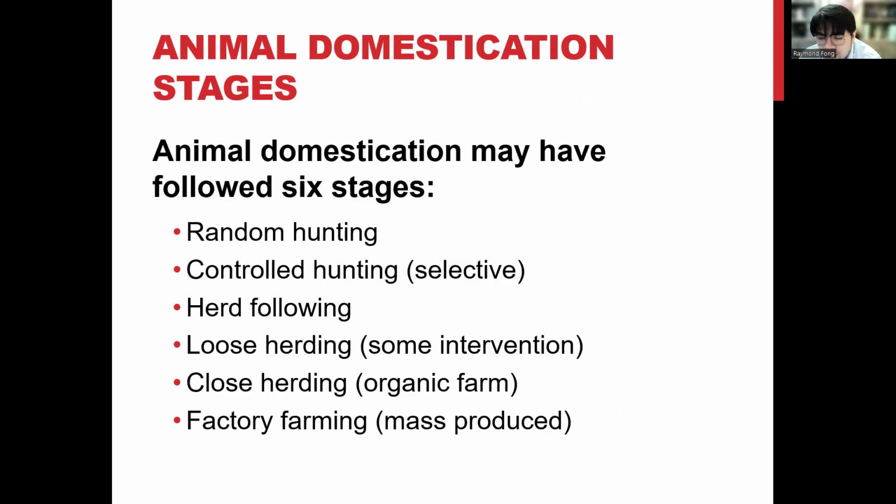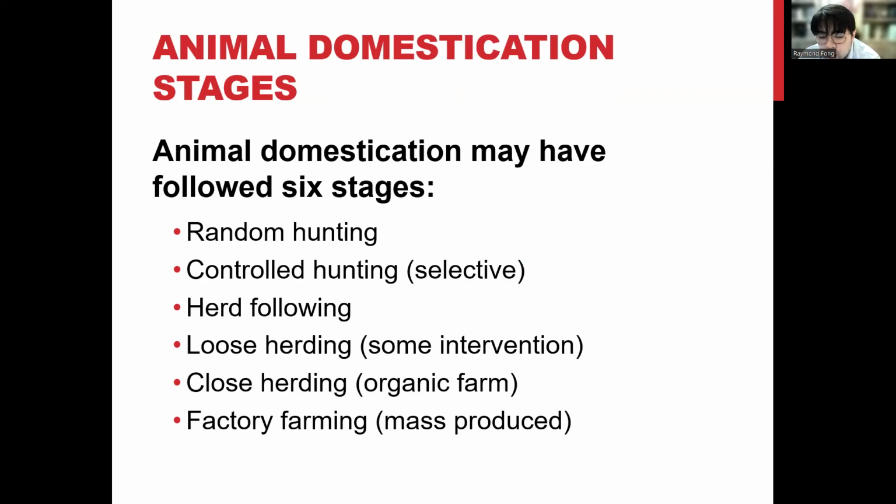Controlled hunting is selective, right? Now you are starting to be like, okay, maybe we'll kill this today, and not kill something else because whatever reason, right? You're starting to become a little more intelligent about the way you're hunting. The next one is herd following. Again, exactly what it sounds like. You're just following a herd. When you follow a herd, you end up having kind of like an endless supply of food until the herd dies, basically. So that's an advantage.